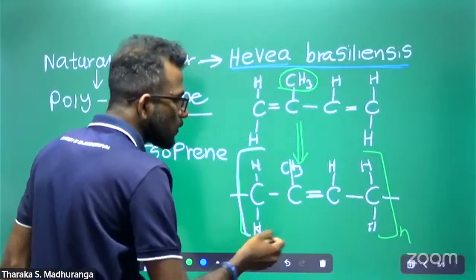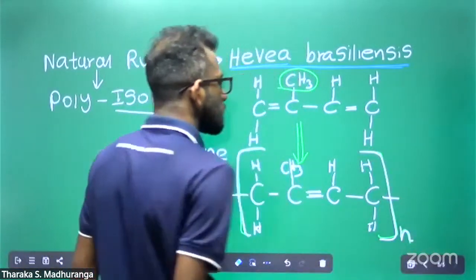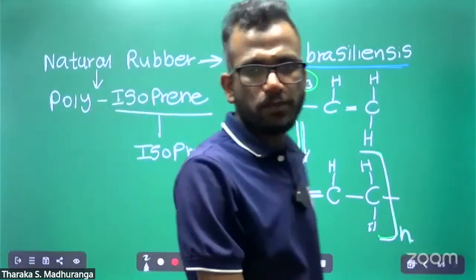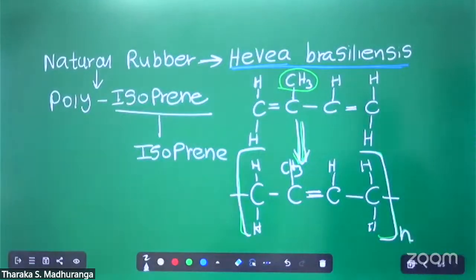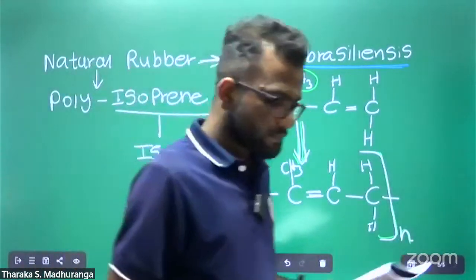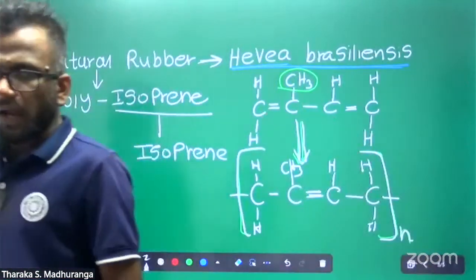N number of isoprenes combined together. That's what we call polyisoprene. That's an addition polymerization. Addition polymerization.